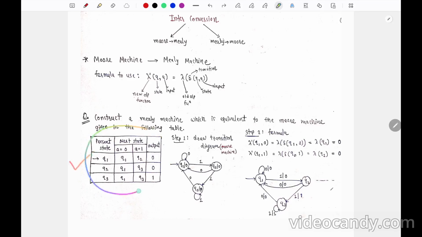From this table, we have to draw the transition diagram, and after that we can convert from Moore to Mealy. So our first step is to draw the transition diagram of the Moore machine. How can we draw the transition diagram? Let's see.